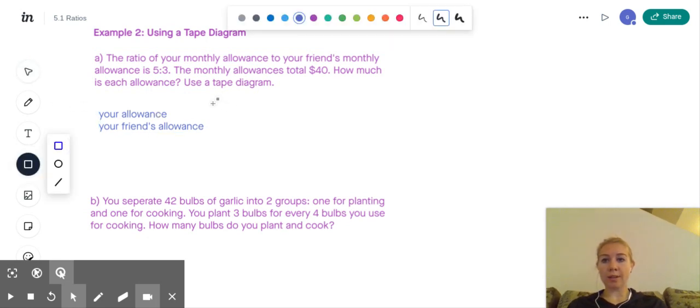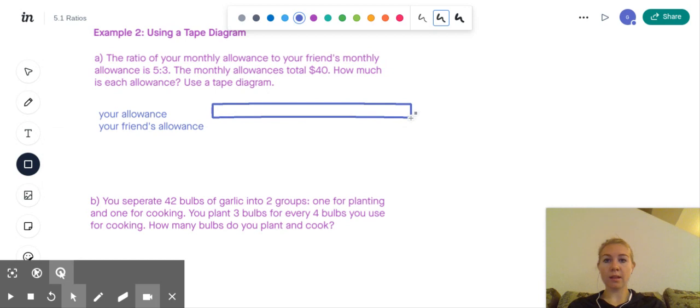So a tape diagram kind of looks like this big rectangle. And we need to make 5 parts within this rectangle. And we know it's 5 parts because in the ratio you have 5. So I'm just going to split this up into 5 pieces.